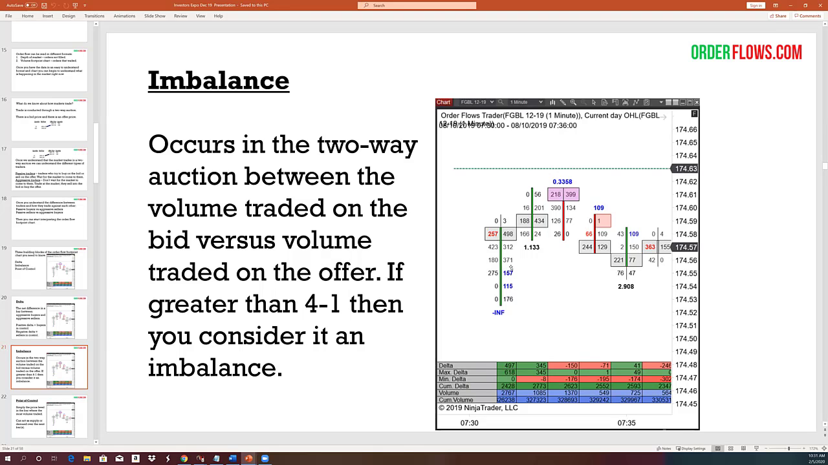They're against zeros, so I know this market was probably moving up pretty fast because I got no counter trade going on here. But 0 against 115 obviously is more than 4-to-1. 0 against 157 is greater than 4-to-1.